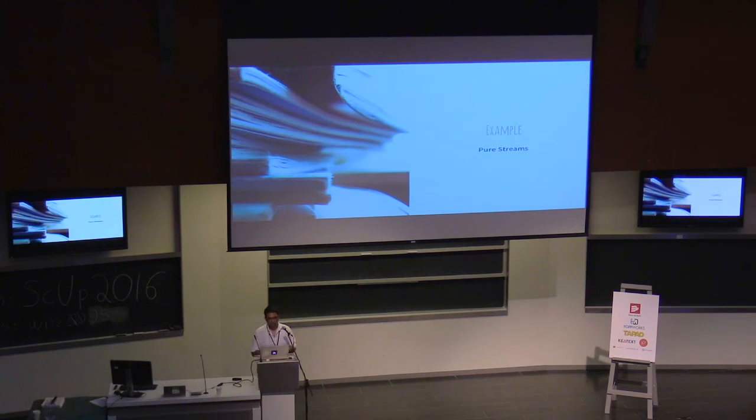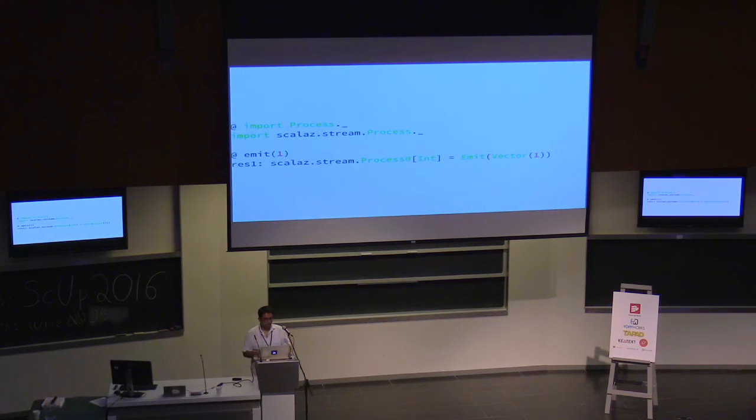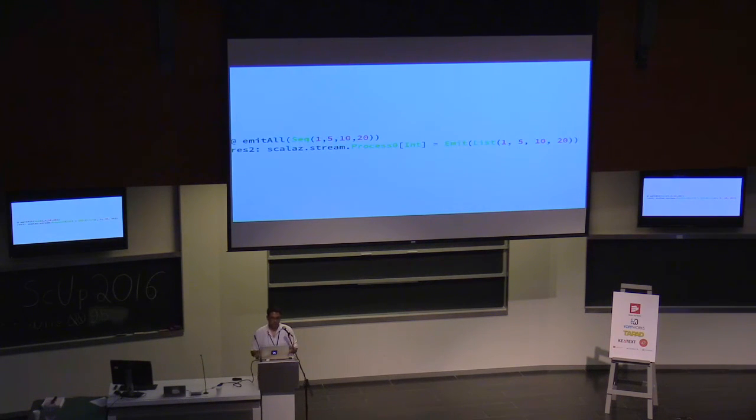Just to give you an example of a pure stream, we import process dot underscore, and we can emit a string value, or we can emit a sequence of values using emit. So far we have defined how you can emit string values or how you can build an empty stream or empty process. In the next part, we'll be looking into how you can do side effects.